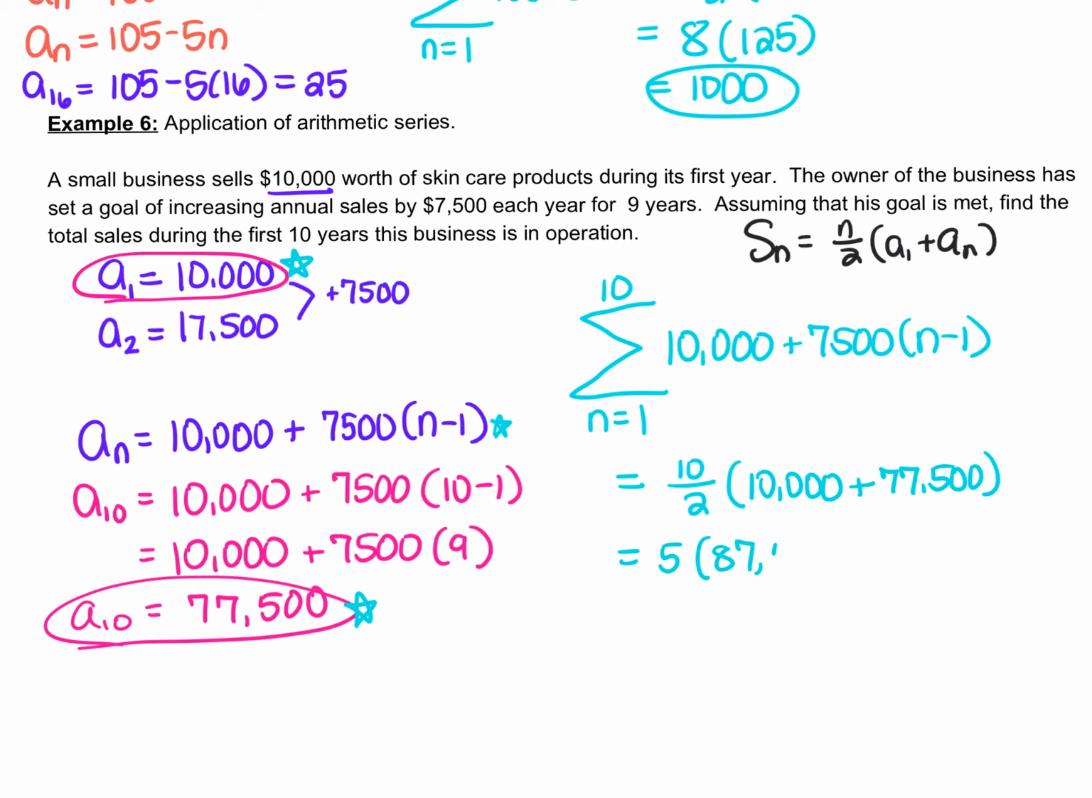And then it's just a matter of adding those and multiplying. So 87,500. And then multiplying 87,500 by 5, which gets you another rather large number. But remember, this is how much she's selling total combined for all 10 years, sorry, combined. So $437,500 is her combined sales for 10 years.